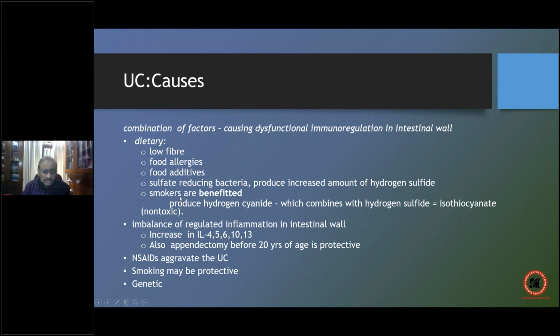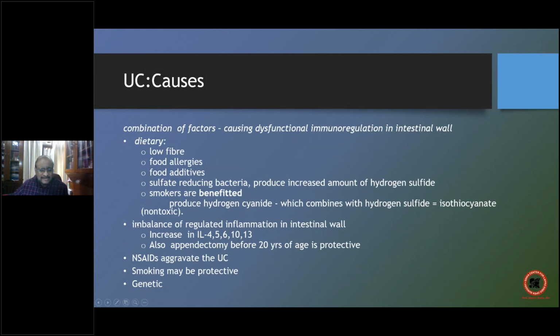The funny part is smoking is beneficial for ulcerative colitis in the sense that smokers tend to have less ulcerative colitis as compared to non-smokers. That's the only, I think it's the only advantage of smoking. I would not suggest it to be a reason why you should start smoking. Now, why do smokers benefit? They produce hydrogen cyanide, which combines with the hydrogen sulfide, leading to isothiocyanate, which is non-toxic.